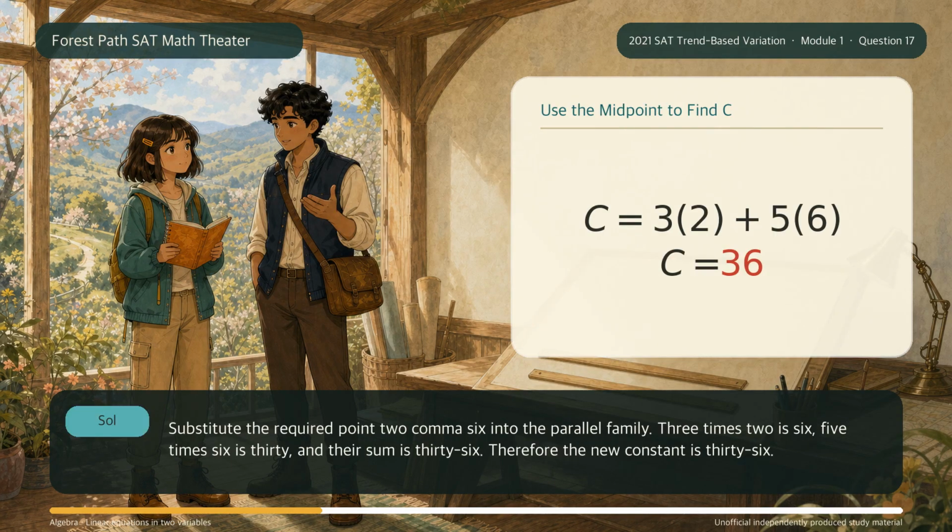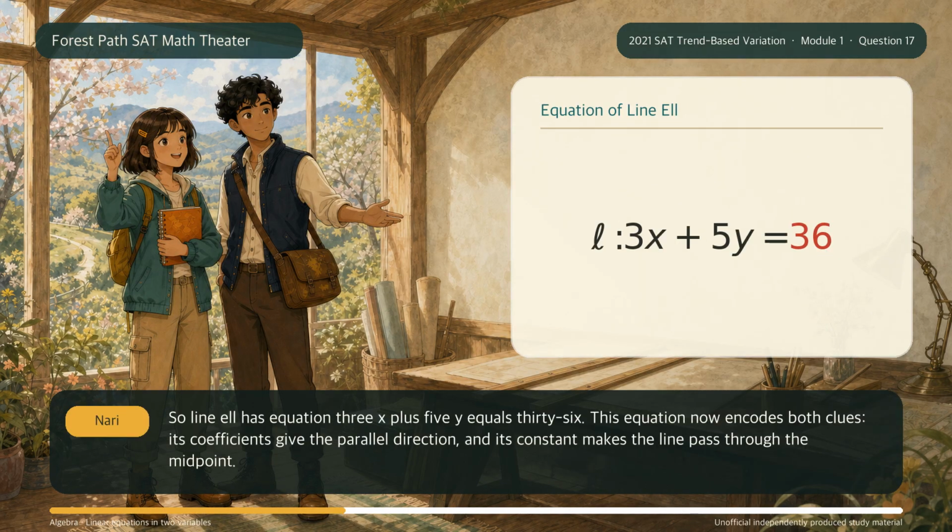Substitute the required point 2, 6 into the parallel family. 3 times 2 is 6, 5 times 6 is 30, and their sum is 36. Therefore, the new constant is 36. So line L has equation 3x plus 5y equals 36. This equation now encodes both clues. Its coefficients give the parallel direction, and its constant makes the line pass through the midpoint.